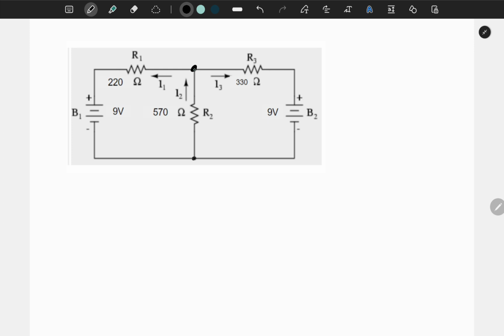So in our case, most of you were able to identify that this right here is the node that we should be analyzing, partly because the currents were drawn in the problem, making it pretty clear that we want to be looking at I1, I3, and I2.